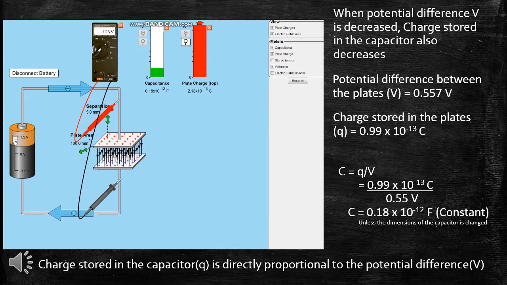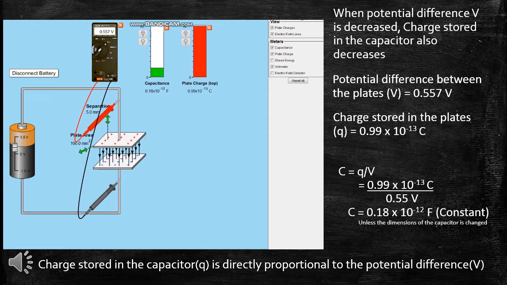Now in this simulation, I am going to reduce the voltage, that is the potential difference across the plates, from 1.5 volt to 0.55 volt. After reducing the potential difference, you could observe the charge stored on the plates. Automatically, when the potential difference is reduced, there will be a considerable decrease in the charge stored on the capacitor. That is, when potential difference is decreased, charge stored on the plates will also be decreased. That change you could observe in the simulation.